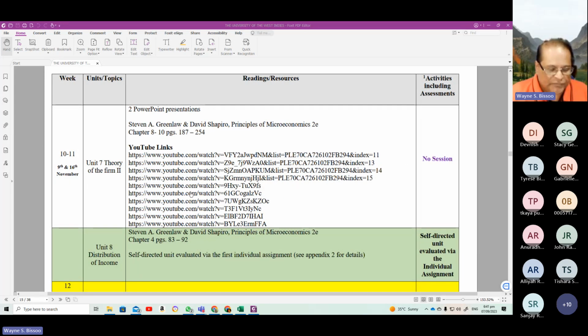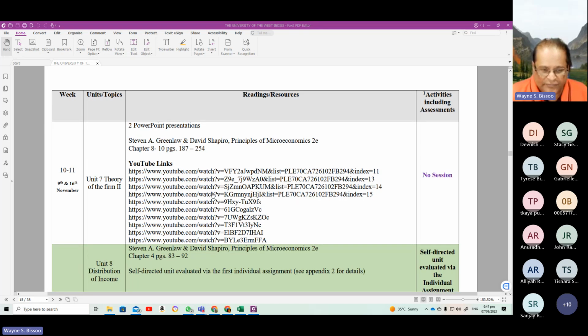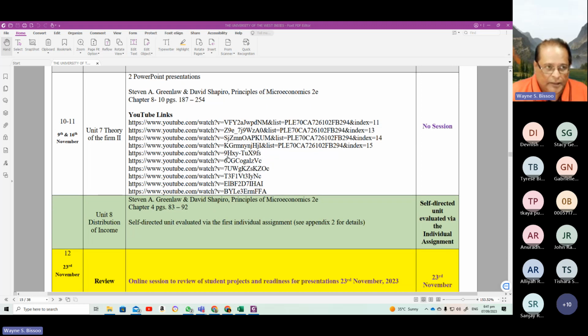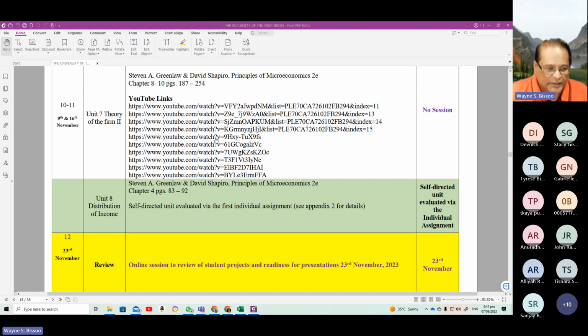There's no planned session for it, as I said, but we can have a session if people desire it, based upon the maturities called for the class.